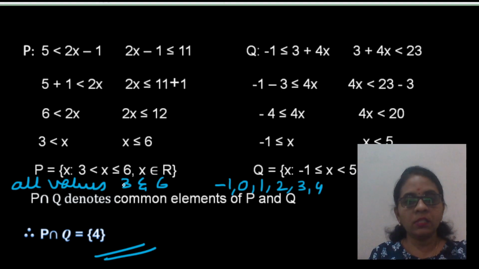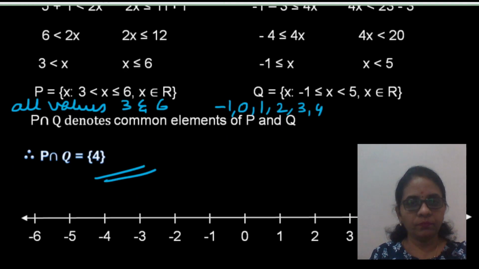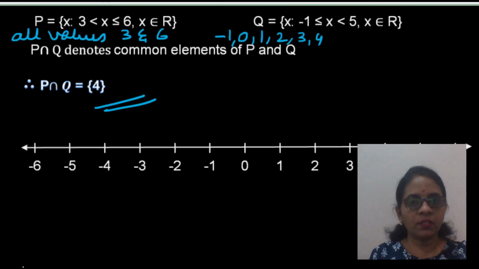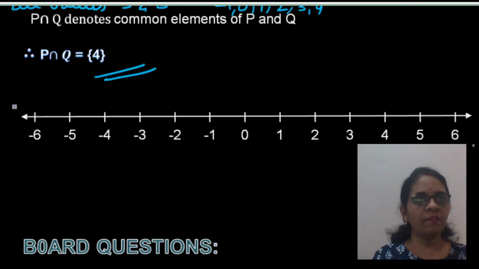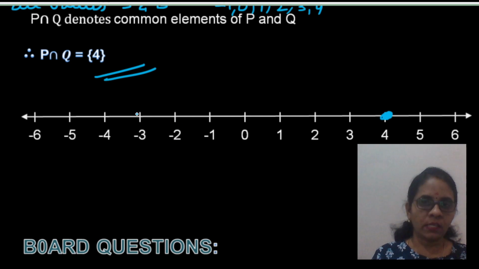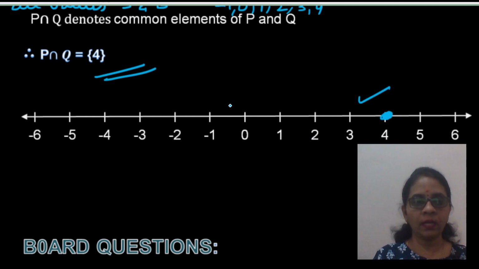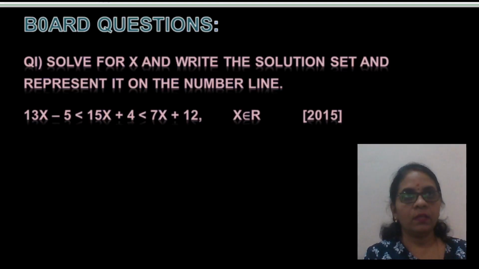Now seeing the solution set, it is just 4. Now plotting on the number line, you are now very well aware of how to plot on the number line. It is just a 4 on this. That's all. After solving all this and after drawing such a big number line, it is only 4 that is to be marked on the number line. This is how you get P intersection Q. So let's do some board questions now.